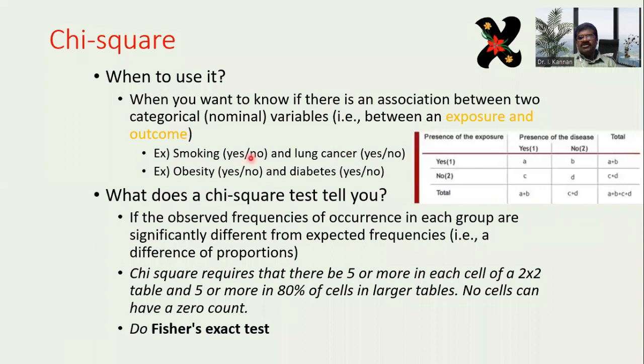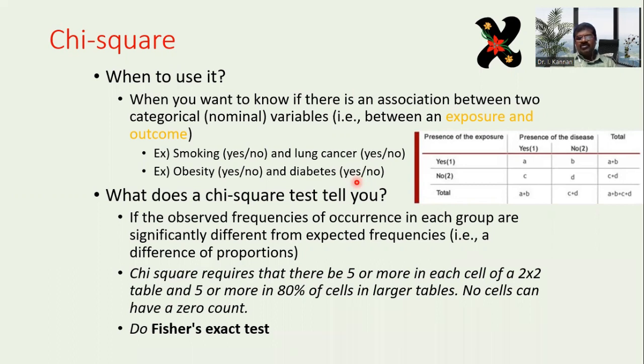Okay, so this is one example. I want to know whether smoking is related to lung cancer, or I want to know whether obesity is related to diabetes. So we select a study design like a case control or cohort study to prove such a hypothesis. We will always select these two types of research design.